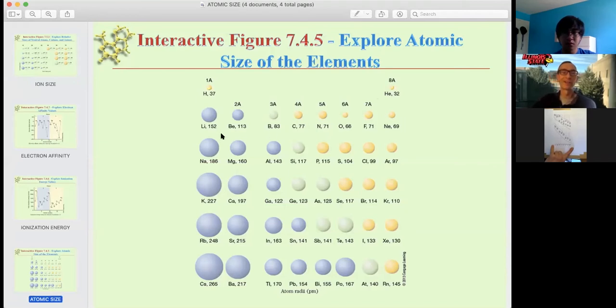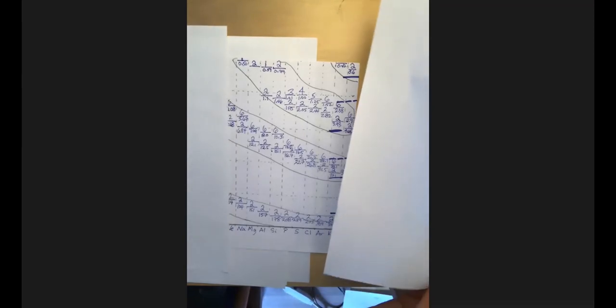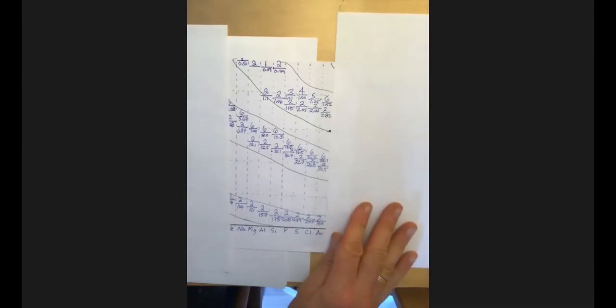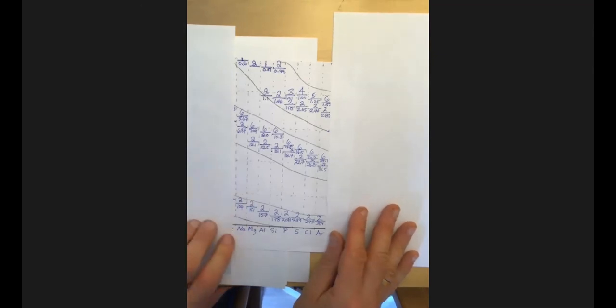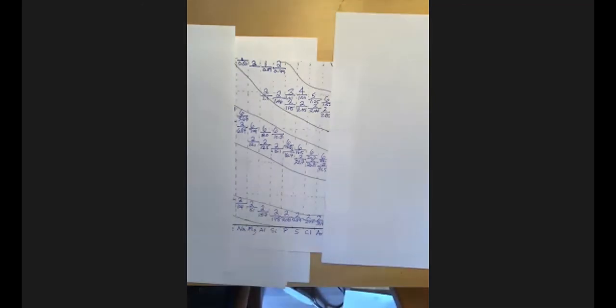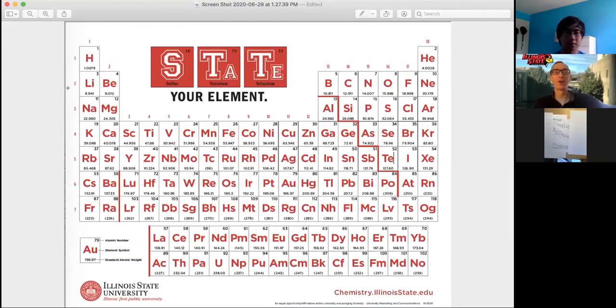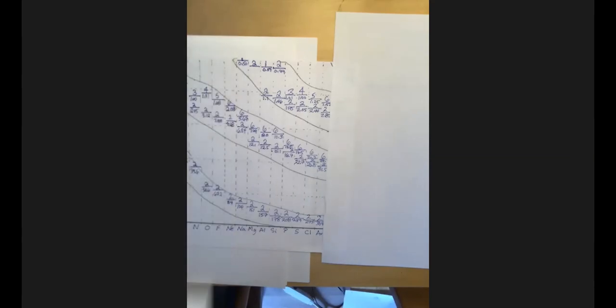And take a look below that now, sodium over to argon: 186, 160, 143, 117, all the way down to 97. They're getting smaller. We look at sodium all the way over to argon, same thing. So what I think we can pretty safely say is that as we go across a row of the periodic table, the atoms get smaller and smaller. Let's look at what happens as we go down a column of the periodic table.